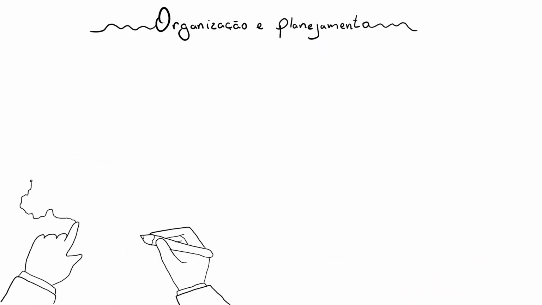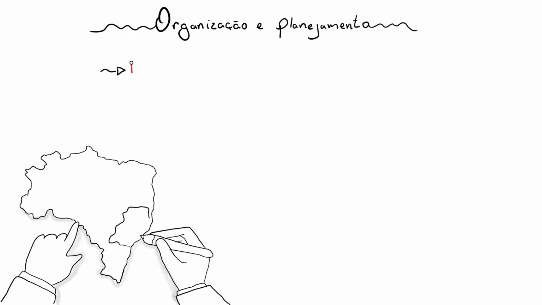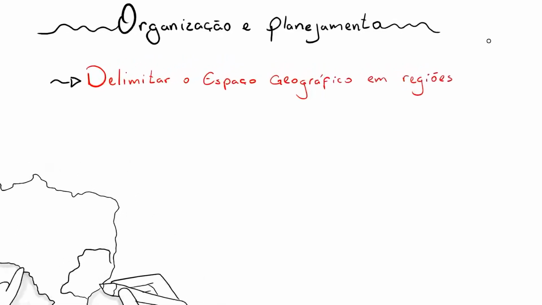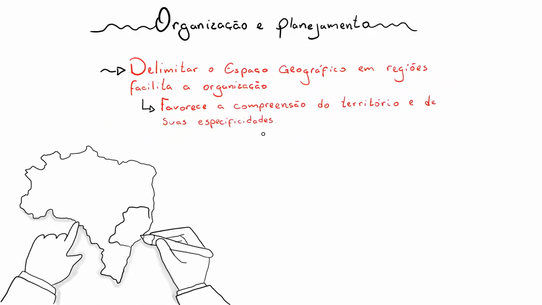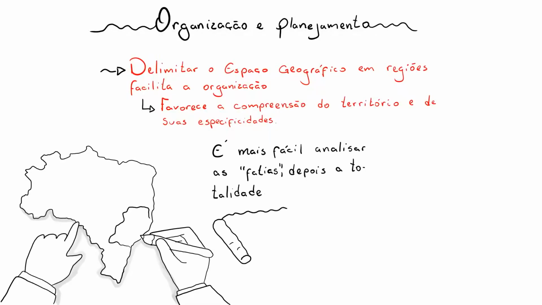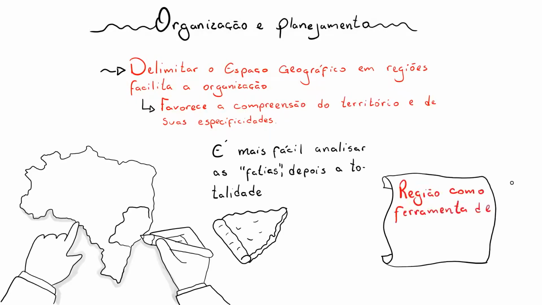But still within this idea, the region also emerges as a way of organizing and planning geographic space. What do you mean, Professor? It's pretty simple, think about it. By delimiting geographic space into regions, I can get to know each region specifically, as well as their unique characteristics, right? And this territorial understanding is essential within the planning and organization of any territory. That's basically the idea. It's easier to analyze parts of the territory and then analyze it as a whole. That's why the region emerges as an important tool for organizing and planning geographic space. This idea is pretty straightforward, right? And look, stay with me.